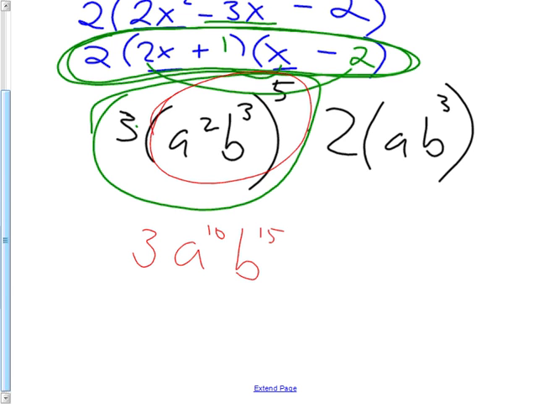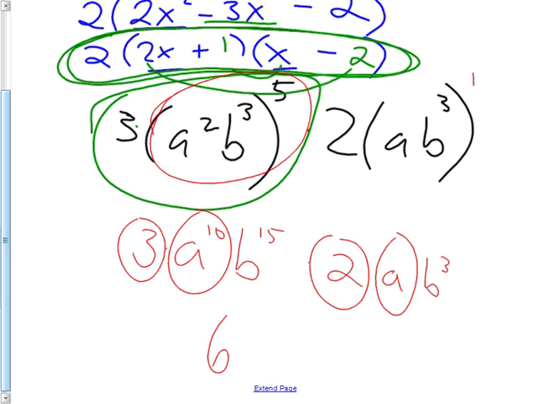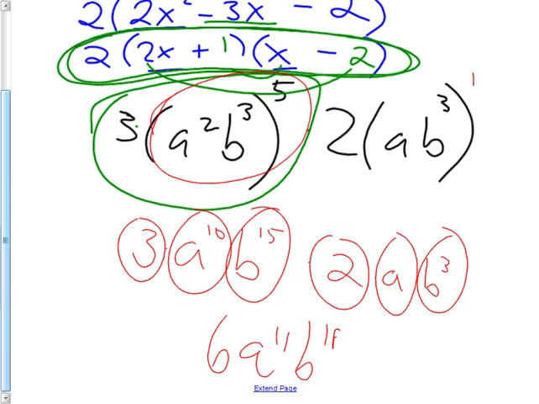And that 3 really can't go with anything else because it doesn't have any other just plain numbers there. And then I bring down the rest of the problem. 2, and then this is like it's to the 1 power, right? So I'm just going to call it a to the 1 and b to the 3rd. It's like the parentheses just dropped off, and that's correct, because when you do to the power of 1, they pretty much do just drop off. And then the 3 can go with the 2 and make 6. A to the 10 with the a makes a to the 11, and b to the 15, and b to the 3rd makes b to the 18.